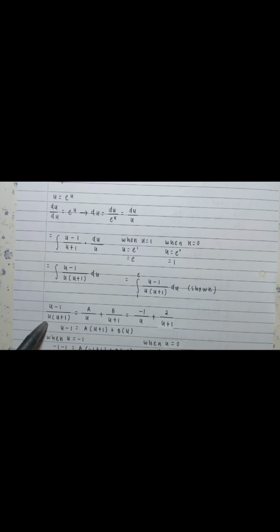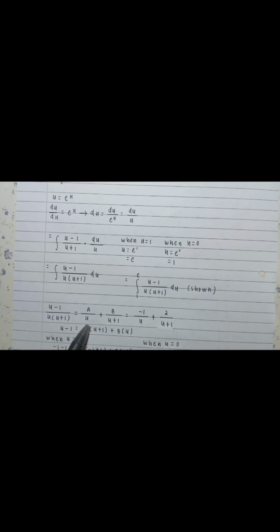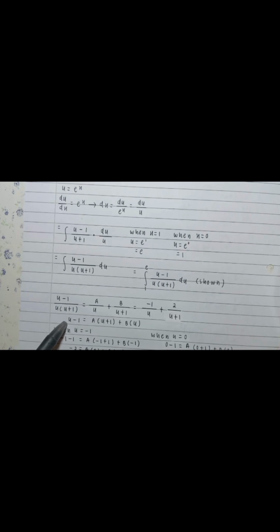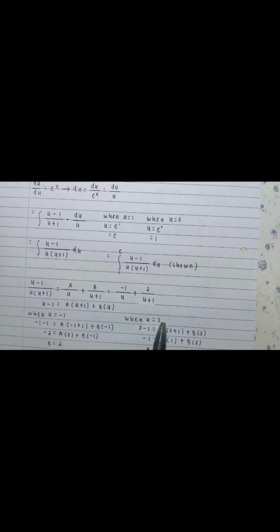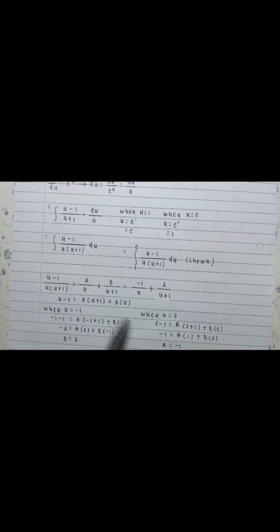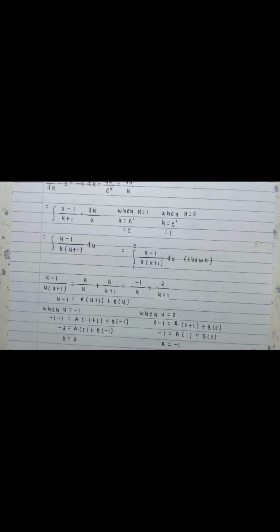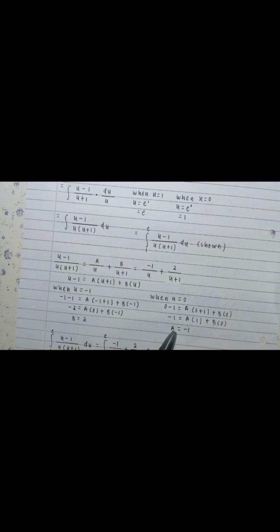U minus 1 over u plus 1 equal to a over u plus b over u plus 1. Then u minus 1 equal to a darab u tambah 1 tambah b darab dengan u. So, when u equal to negative 1, b equal to 2. When u equal to 0, a equal to negative 1. So, kita just substitute daripada equation ni. Kita dapat nilai b and a.